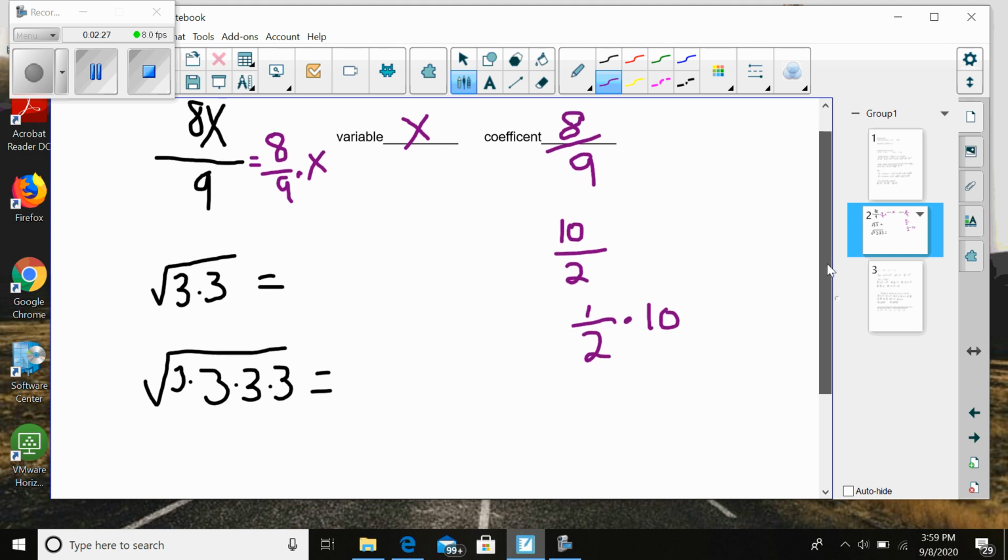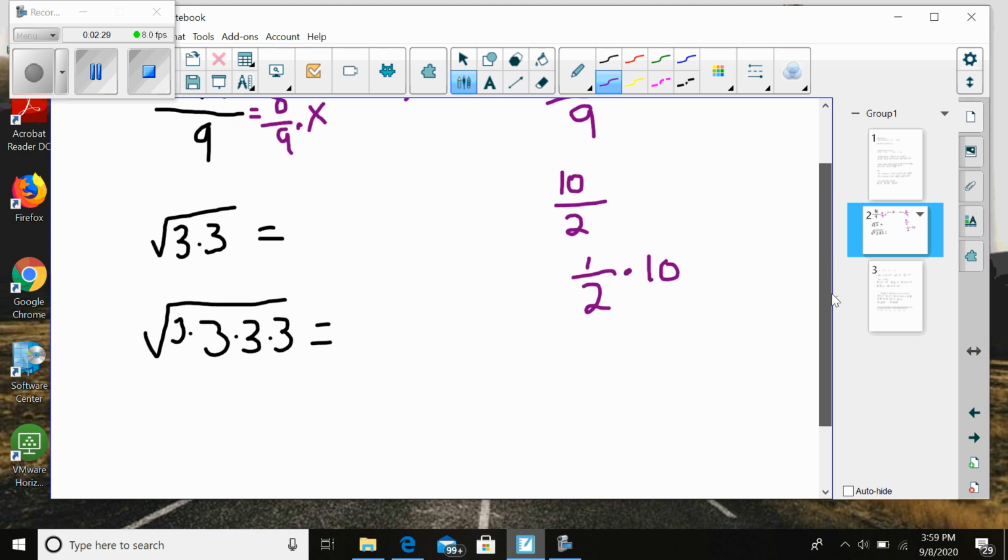So anyway, moving on, I encourage you for this lesson to have your list of perfect squares and perfect cubes in front of you, the ones we did at the end of the last video segment. The square root of 3 times 3 is really asking what's the square root of 3 squared. We should know that the square and the square root undo each other, so this leaves me with just 3.